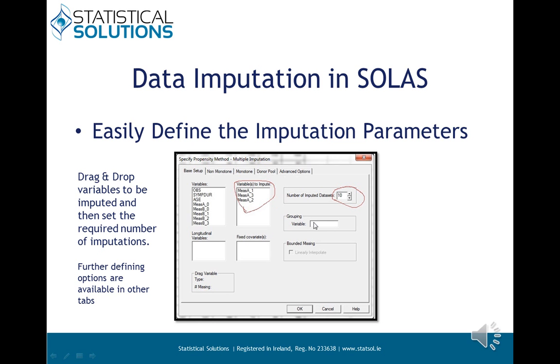You can specify a grouping variable if required, and you can also set your fixed covariates if appropriate. You can also specify the number of imputed datasets you require. 10 is fairly standard, but SOLAS can impute up to 50 separate datasets.